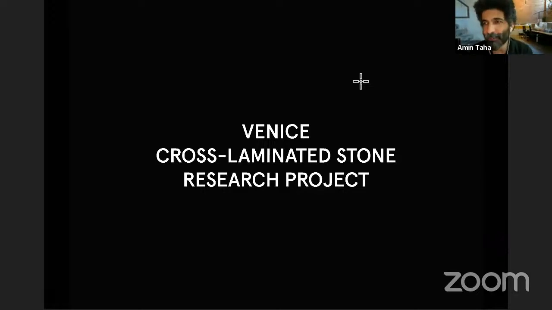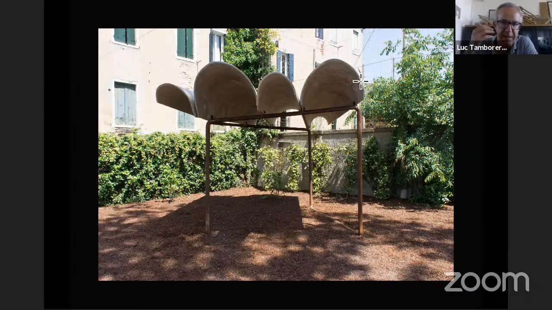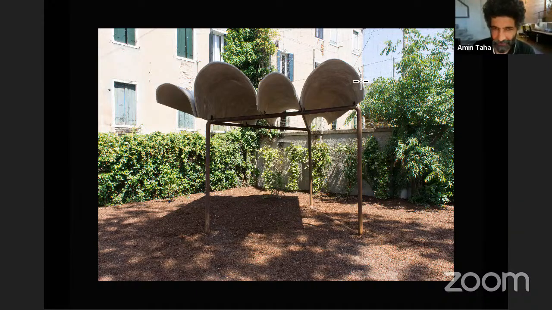This is Luke's invention. Do you want to talk about this, Luke? We can have a few words, and after this, we can. So Luke invented this product, which is effectively like a cross-laminated stone, which we had an experiment with to turn into its sort of standalone structure in Venice a couple of years ago.